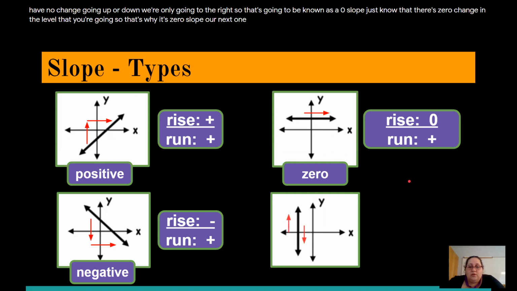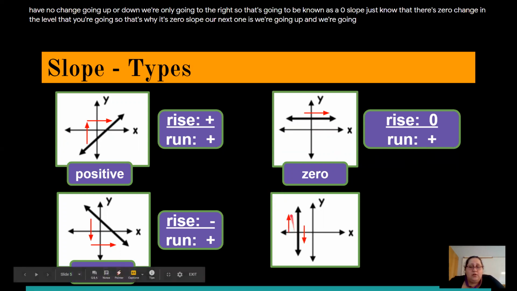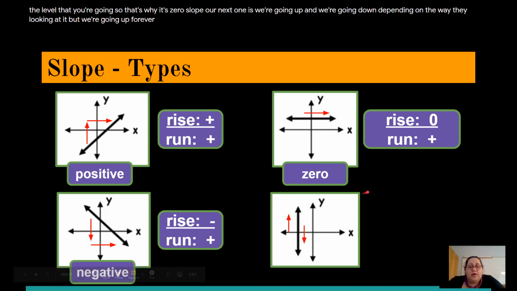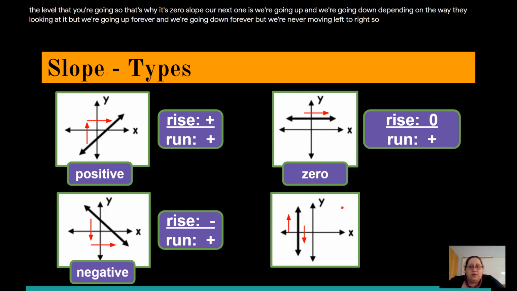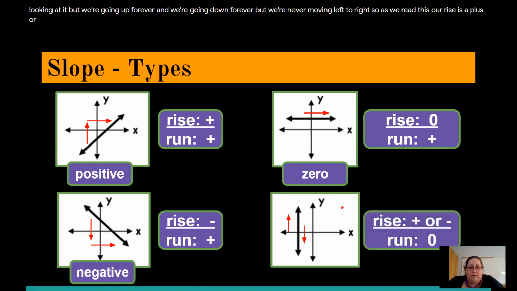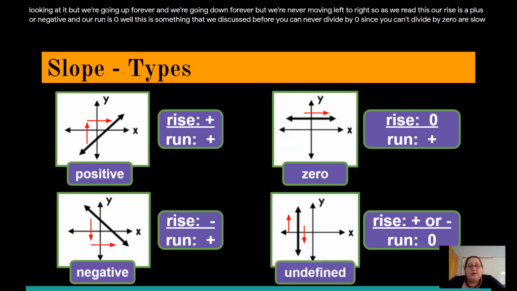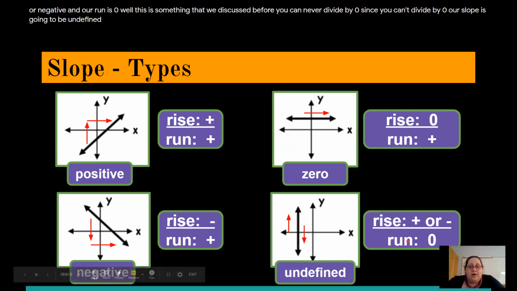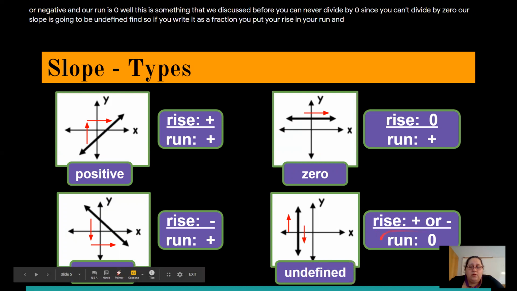Our next one is we're going up and we're going down, depending on the way that you're looking at it, but we're going up forever and we're going down forever, but we're never moving left to right. So as we write this, our rise is a plus or a negative, and our run is 0. Well, this is something that we discussed before. You can never divide by 0. Since you can't divide by 0, our slope is going to be undefined. So if you write it as a fraction, you put your rise and your run is 0. Just know it's always going to be undefined.